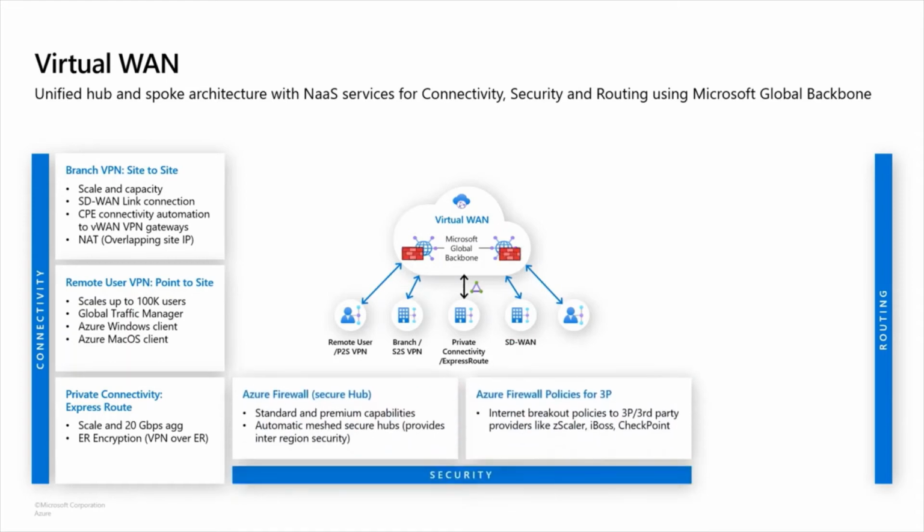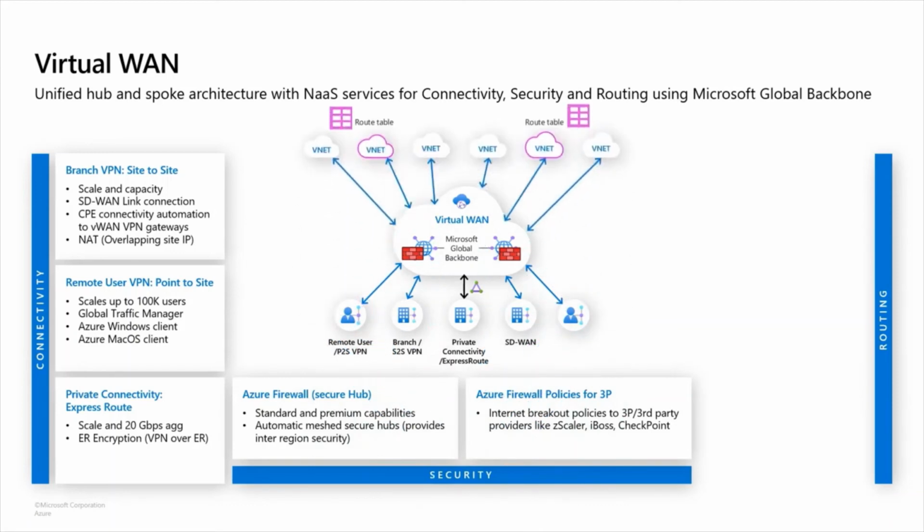So in Azure Virtual WAN, you have the ability to add an Azure Firewall, and in that Azure Firewall, you can have multiple security policies. So we allow both standard and premium capabilities. And by the way, these Azure Firewalls conceptually are known as the Secure Hub capabilities. Now, let's say you didn't want the Azure Firewall. You just wanted internet breakout policies for third-party systems like iBoss, Checkpoint, Zscaler, and so on. You can also do that. And let's say you didn't want the Azure Firewall or the policies, but you wanted your favorite network virtual appliance, you could also deploy that.